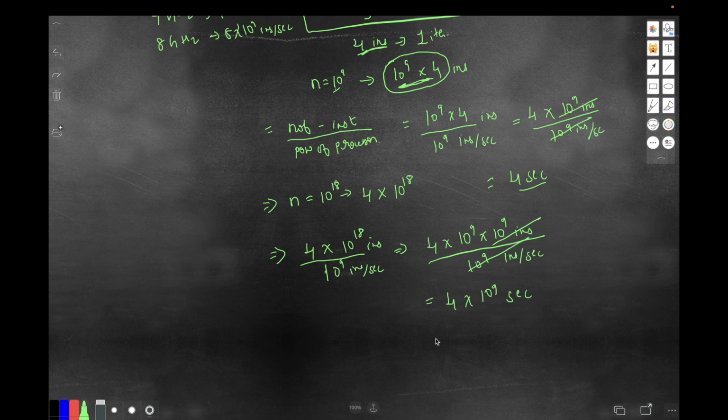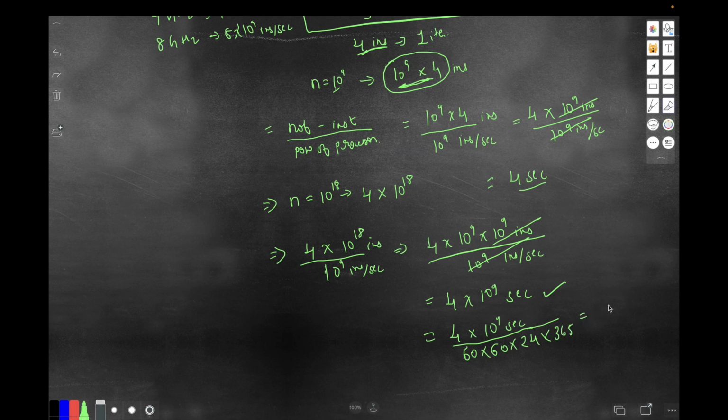Can you imagine how much time it will be? This is in seconds. Let's try to convert this into years. 4 into 10 to the power 9 seconds. If I want to convert seconds into minutes, I divide by 60. To convert into hours, I divide by 60. To convert into days, I divide by 24. To convert into years, I divide by 365.